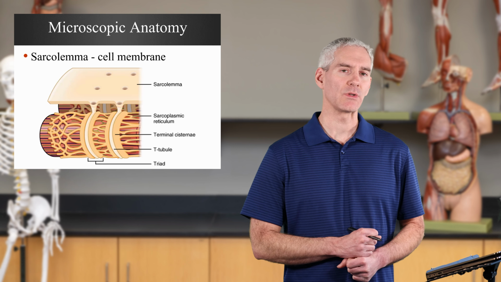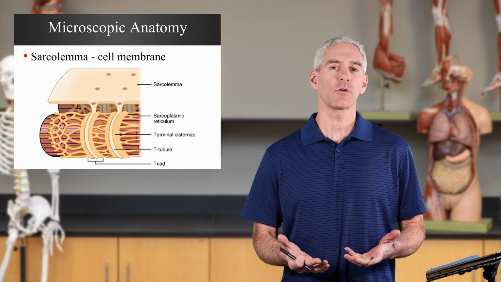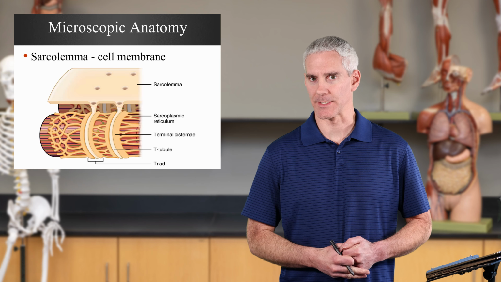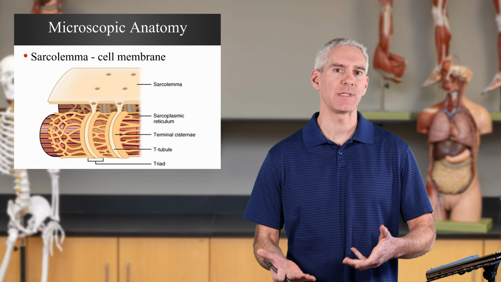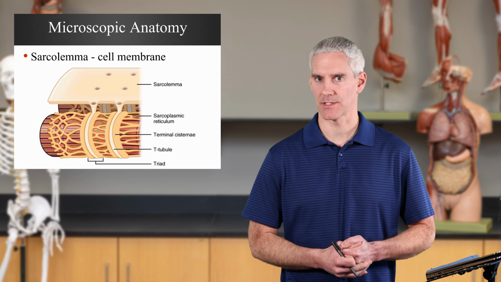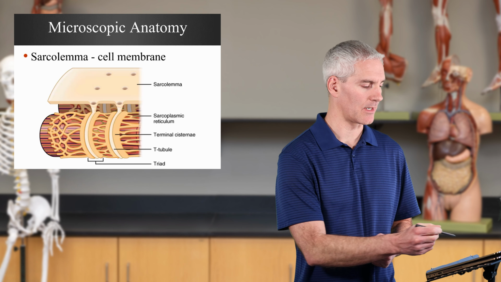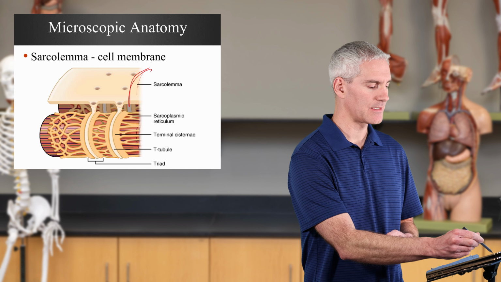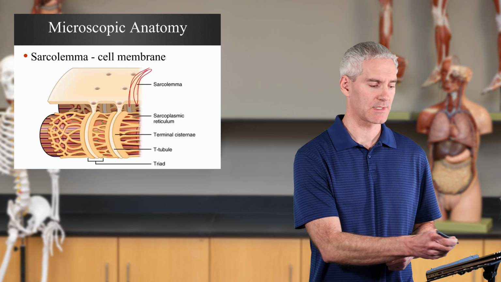The term sarcolemma. Now the sarcolemma is the cell membrane. It's a special name because now we're in the skeletal muscle cells. So sarcolemma. This would be covering the entire outside of the actual cell.